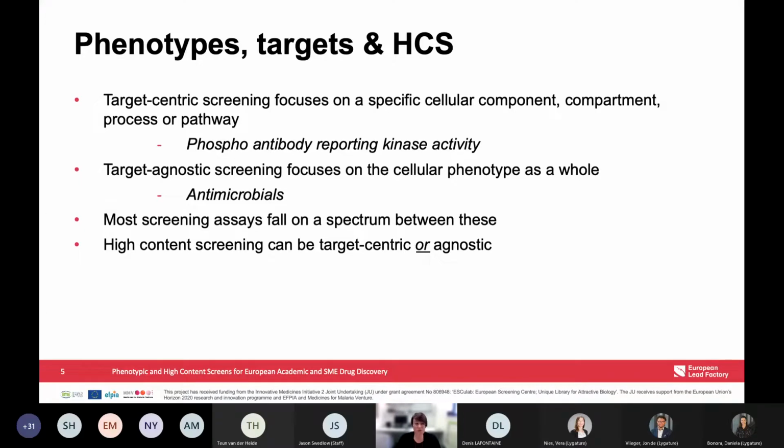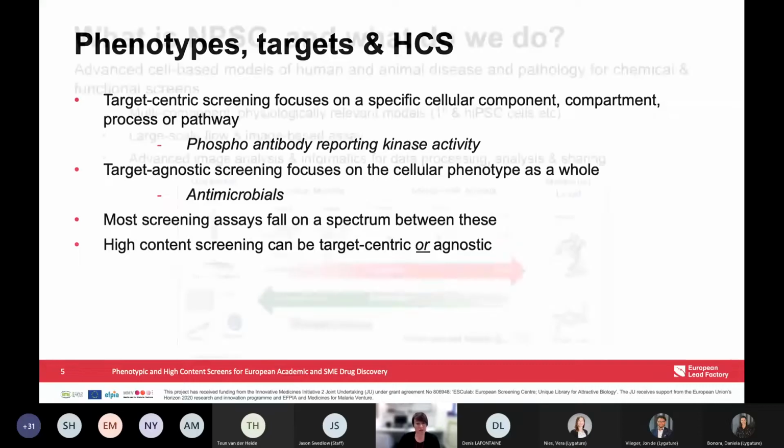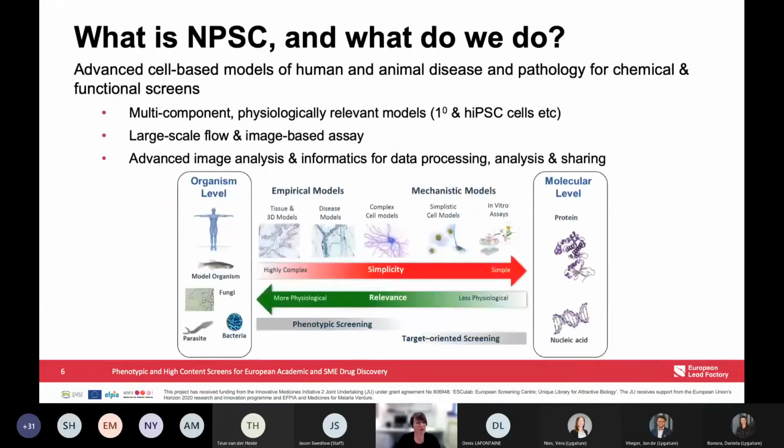But most screening assays fall on a spectrum between these two extremes, and it's worth bearing in mind that a high content screen can be target-centric or agnostic. It doesn't have to be one or the other. It doesn't have to be phenotypic.